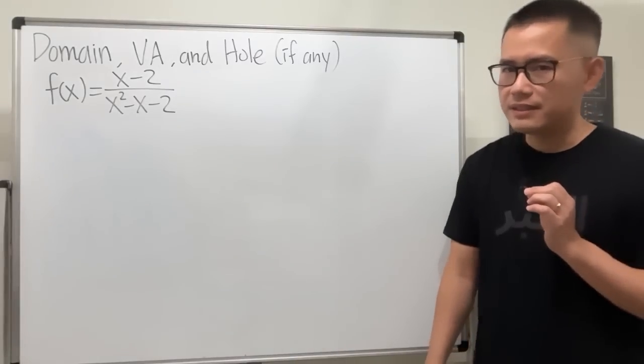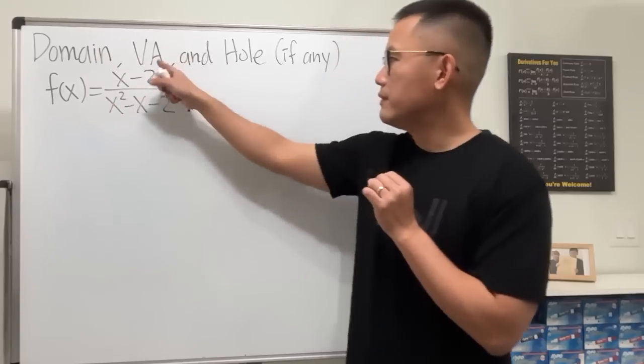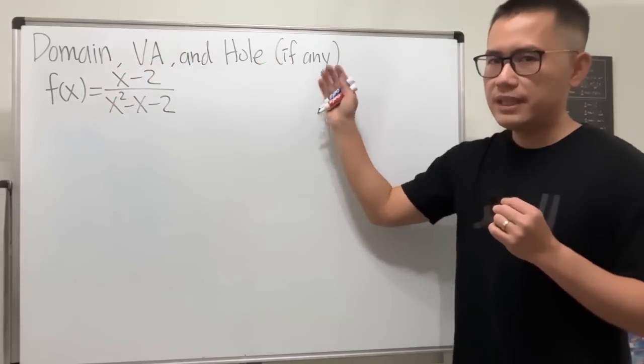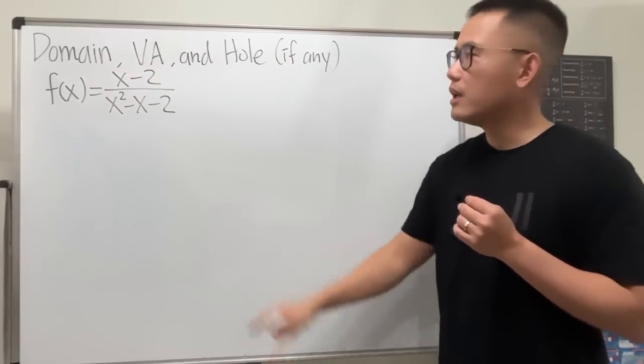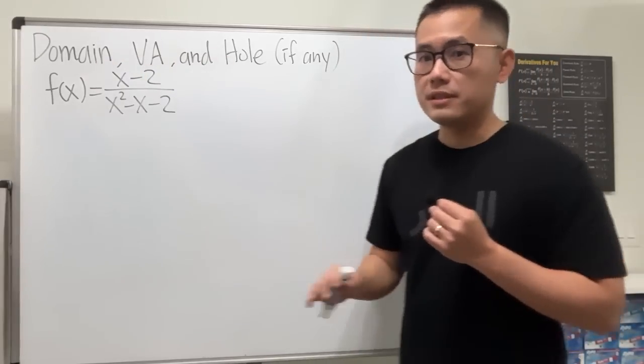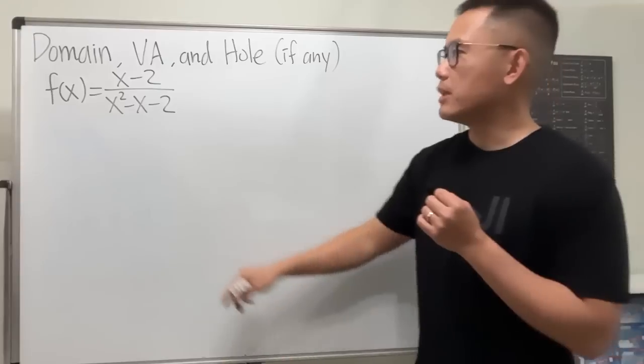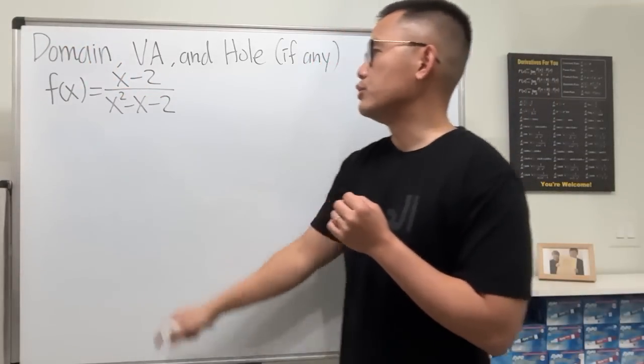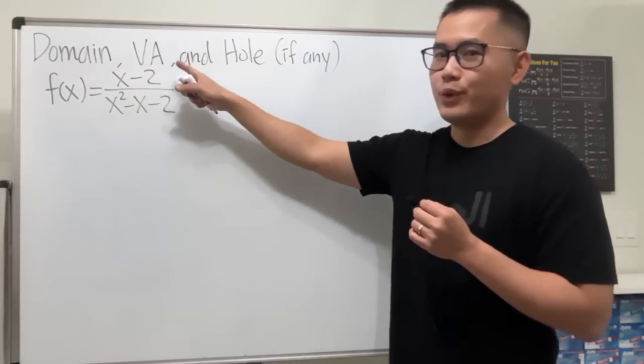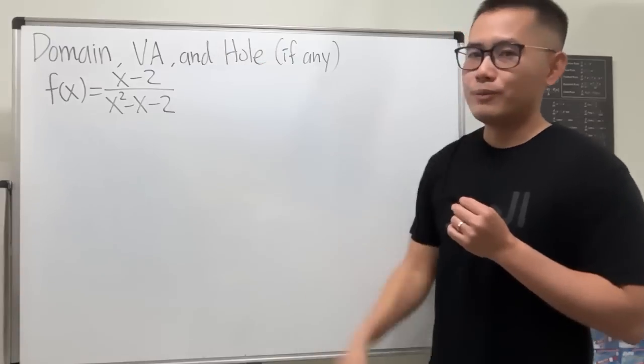In this video, let's understand how to find the domain, vertical asymptote, and the hole, if there's any, of a rational function. In fact, all these three things are related. Sometimes the question might not ask you for the domain, but you still have to find the domain first before you can talk about the VA and the hole.